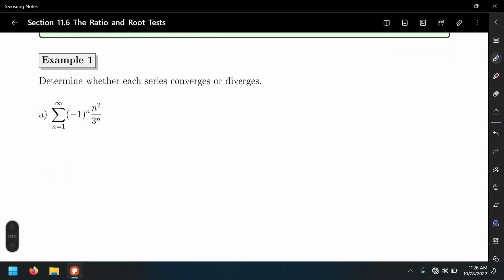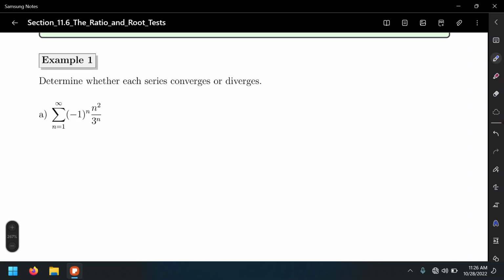-1 to the n squared over 3 to the n. Well, here we have an alternating series, right? Actually, doing the alternating series test, for the part of taking the limit, that would have involved taking the limit of n squared over 3 to the n, and we would have had to use L'Hopital's rule, in fact, twice until we annihilate the n squared term in the numerator, so we're able to compute the limit. And that would have been overkill, right?